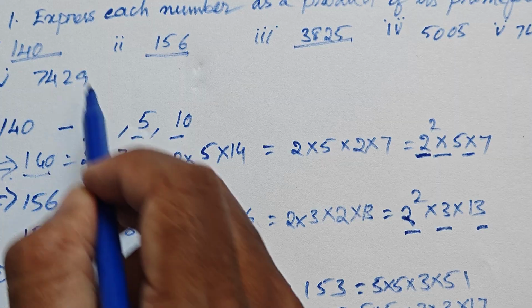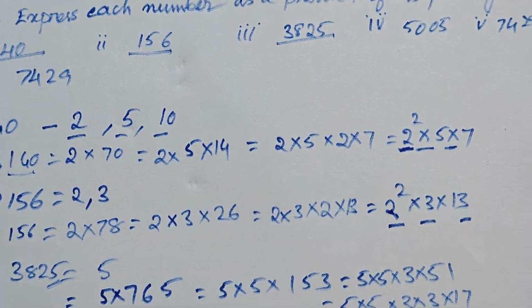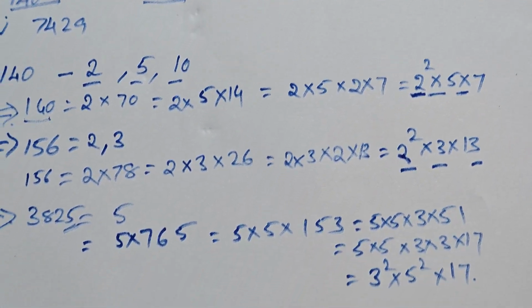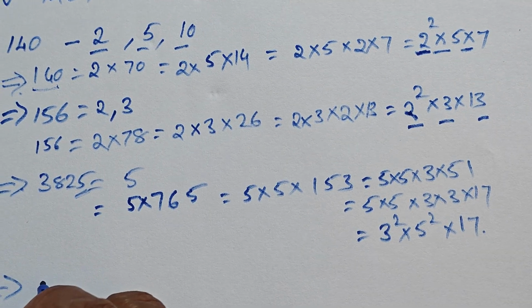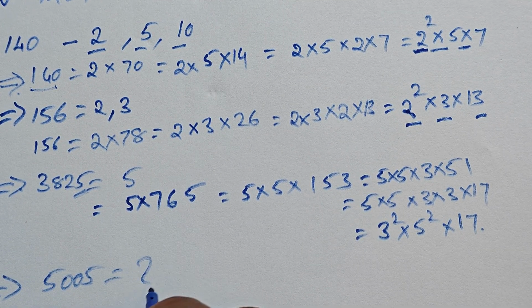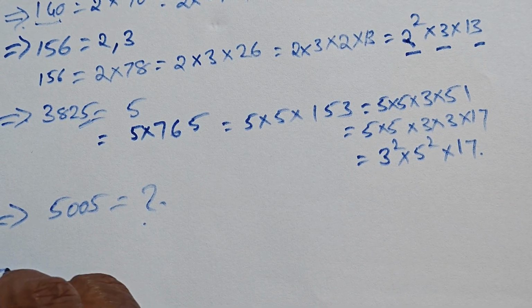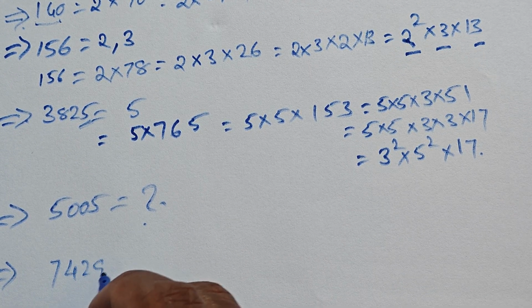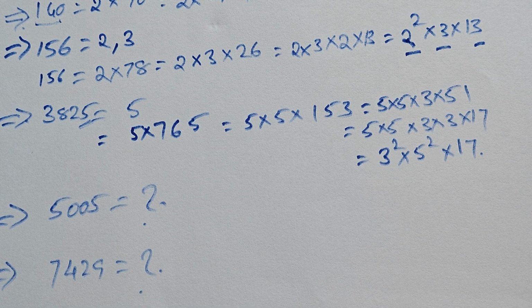We have done this, this, and this. Now for the other two examples, 5005 and 7429, I hope you can do them on your own. Take it as an exercise: what are the prime factors of 7429? This is the method you have to use to write prime factors for any given composite number. So with this, Euclid's division algorithm has given us knowledge on prime numbers, composite numbers, and also the prime factorization methodology.